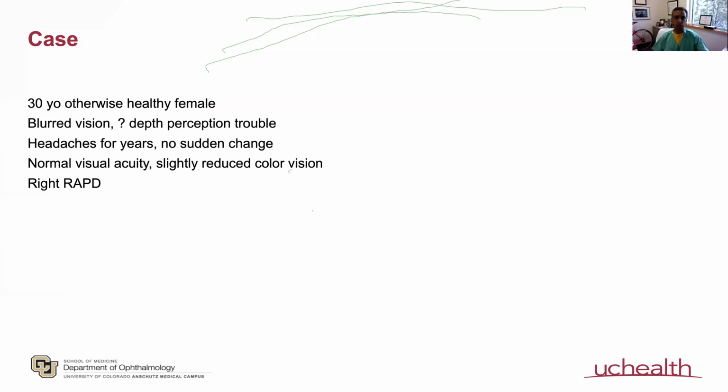So what next? What are we going to look at now in terms of patients with headache? What do we need to keep in mind with headache and eye pain? Here we have the case of a 30-year-old, otherwise healthy woman. She reports she's had blurred vision. Maybe she says, I'm having trouble with depth perception when I'm doing fine motor tasks or when I drive. She's had headaches for years. There's no sudden change in her headache character. She has normal visual acuity, slightly reduced color vision, and now she has a right relative afferent pupillary defect.